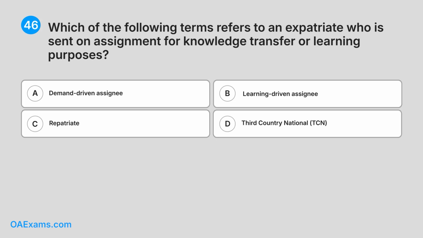46. Which of the following terms refers to an expatriate who is sent on assignment for knowledge transfer or learning purposes? A. Demand-driven assignee. B. Learning-driven assignee. C. Repatriate. D. Third country national, TCN. What do you think is the answer?